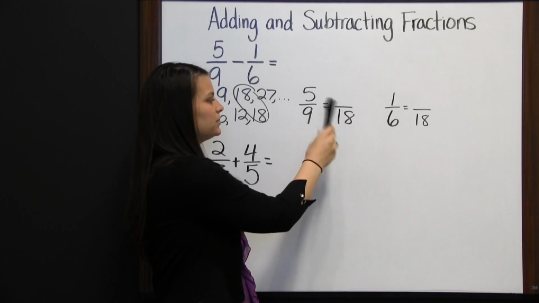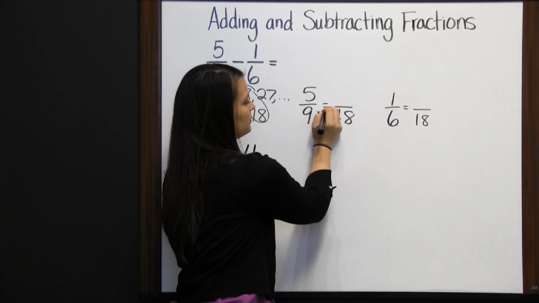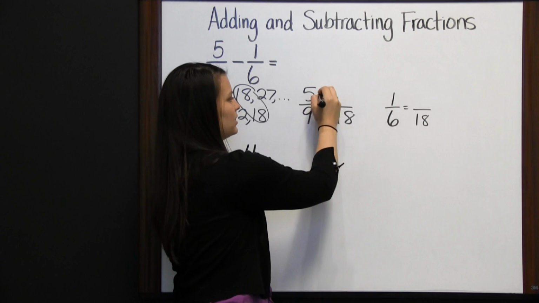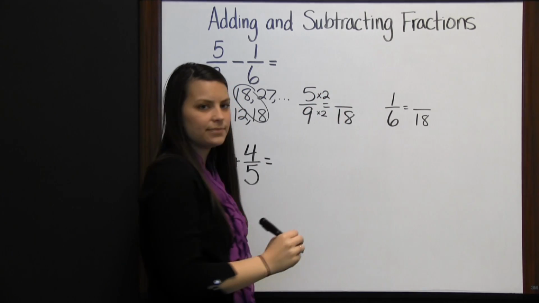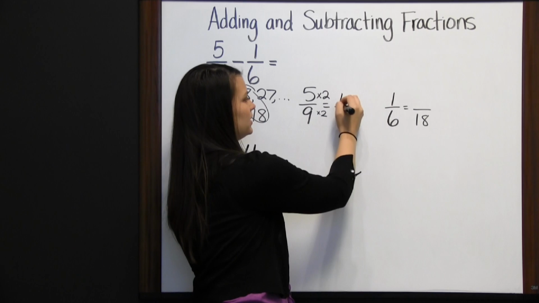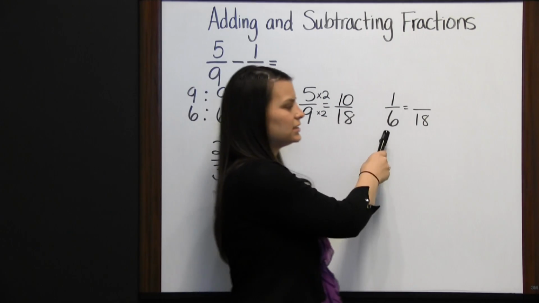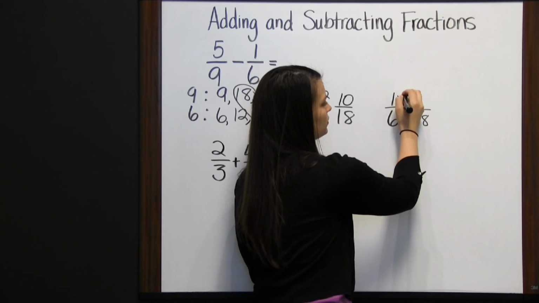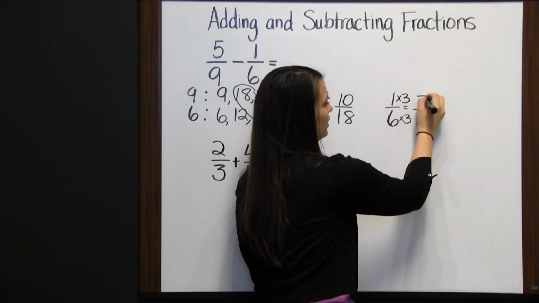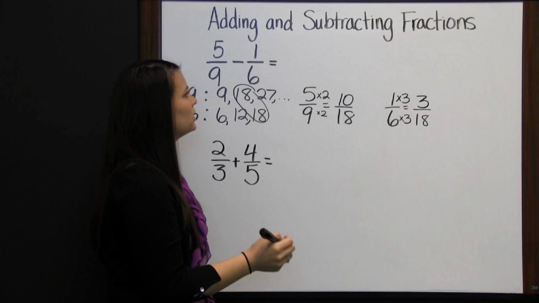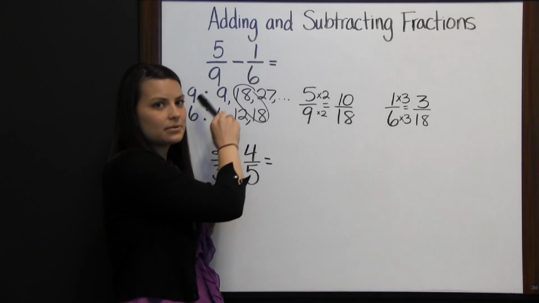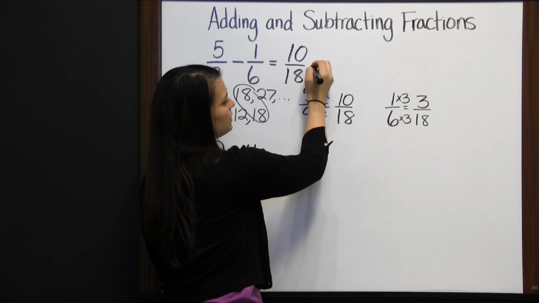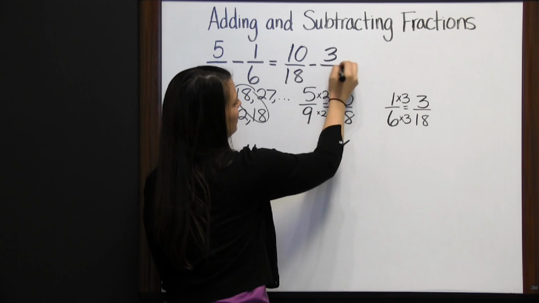9 times 2 is 18. So since we multiplied our denominator times 2, we must also multiply our numerator times 2. 5 times 2 is 10. 6 times 3 is 18. So we must also multiply our numerator times 3, and we get 3/18. So that means that 5/9 minus 1/6 is equal to 10/18 minus 3/18.